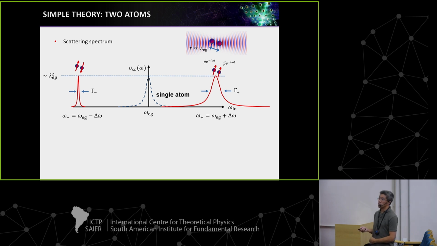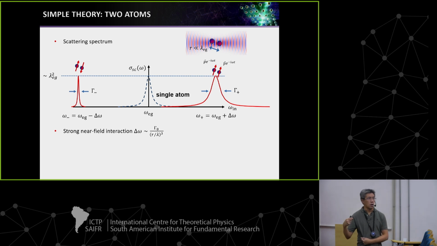And if you managed to go through that exercise, you would have seen that as the distance between atoms goes to 0, the splitting between these two resonances goes like 1 over r cubed. And that 1 over r cubed is coming from the near field interaction of these two dipoles.